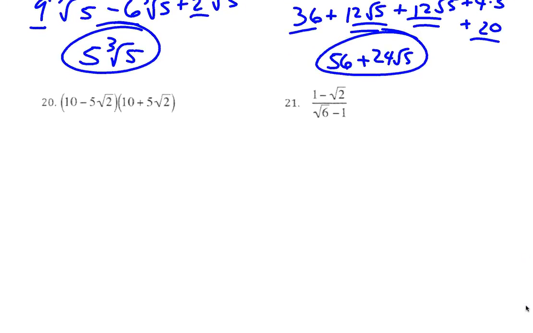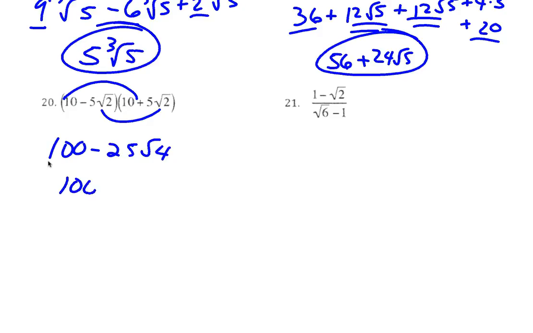Couple more. 20, I've got conjugates. When I multiply conjugates, I can disregard the middle stuff. It's going to cancel. If you did the middle, you'd have 50 root 2 and negative 50 root 2. Those would go away. So I just need to focus on the front, so I got 10 times 10 is 100. And negative 5 root 2 times 5 root 2 would be negative 25 root 4. So 100 minus 25 times 2, 100 minus 50 is 50. So number 20 turns into just the number 50.